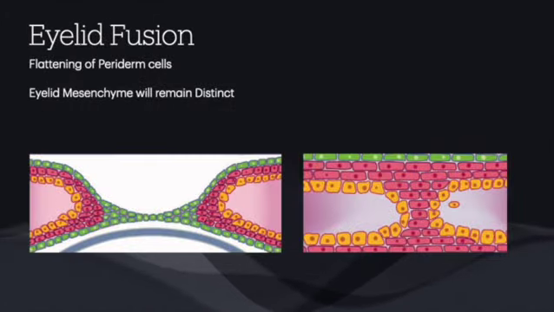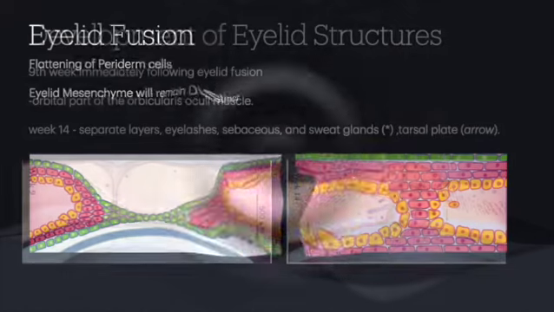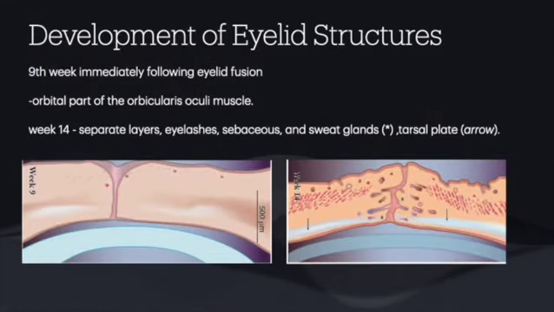After the connection is established between both sides, these peridermal cells will again flatten and form a continuous sheet, finally covering the entirety of the cornea. Now, in the second picture, you see only the periderm and epidermal layers are involved in the eyelid fusion, while the eyelid mesenchyme always remains distinct. By the 9th week, the development of eyelid structures will begin immediately after the eyelid fusion.